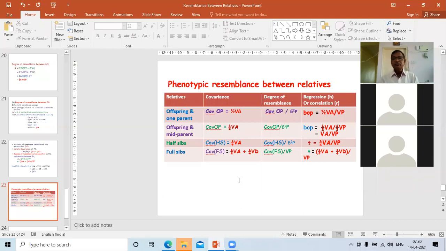Because, as we have said, I am always talking about the importance of VA, because this VA is separated out from the total variance, and VA stands for the variance of the breeding value. That breeding value part is only transmitted from parents to offspring, not the others.